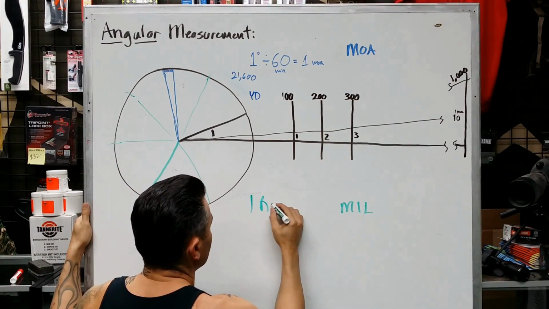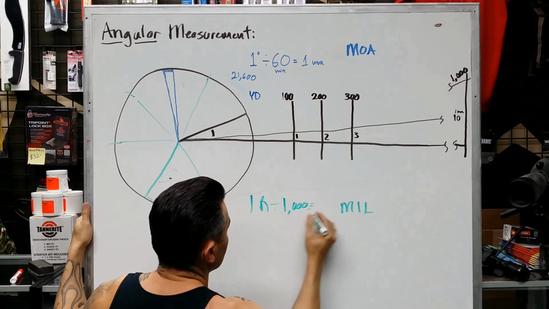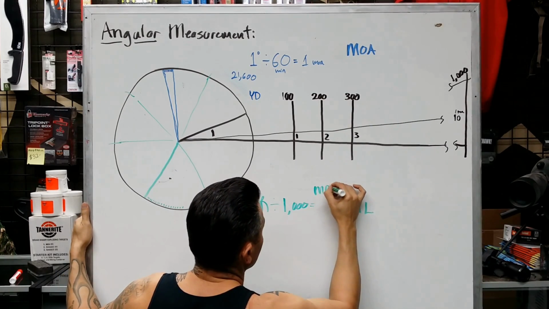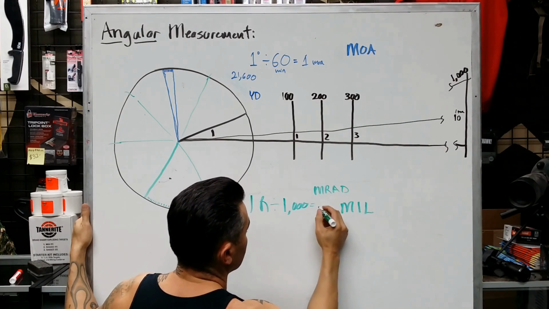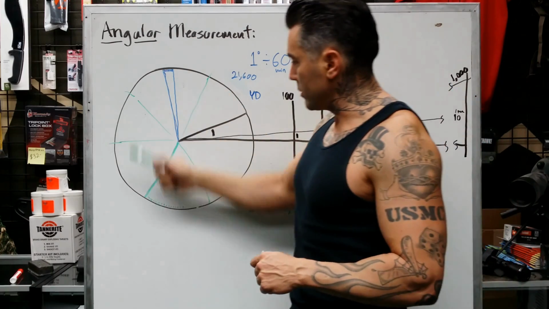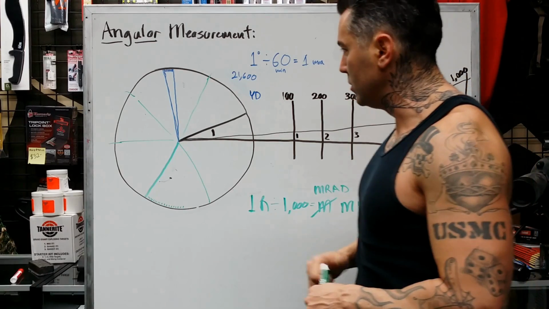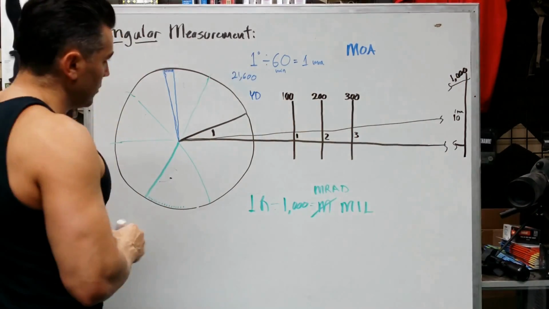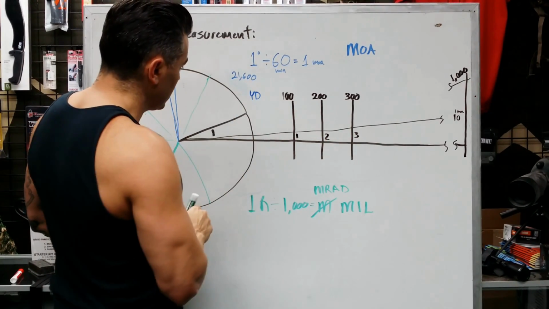1 radian divided by 1,000 equals 1 mil, or 1 emrad. 1 emrad or 1 mil, it's expressed as an M with a slash. There are about 6.28 radians per circle, so that's 6,282 milliradians per circle, but that's not really finite enough. You have 21,600 minutes, that's more accurate than 6,200.